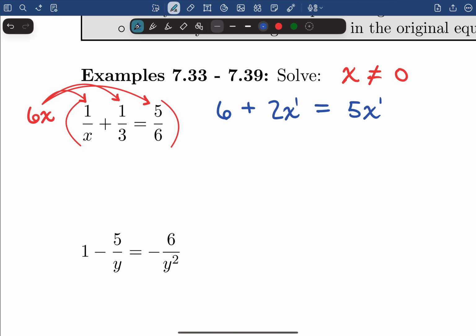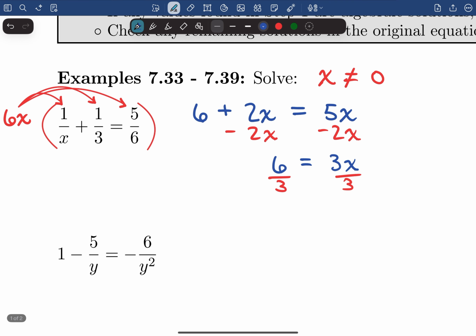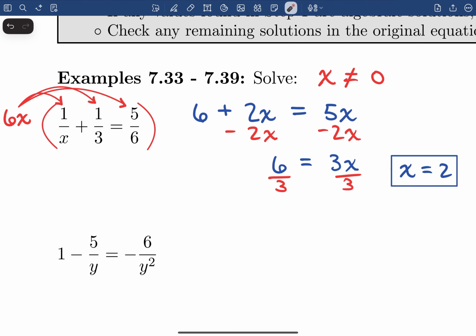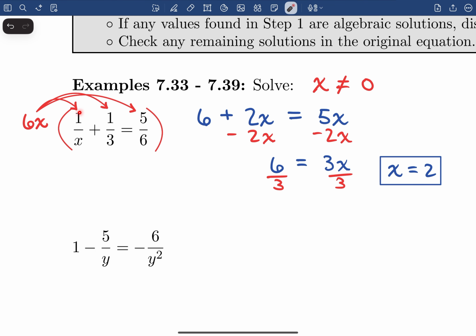Okay, so you have learned strategies for solving linear equations in the recent past. So thinking about this, to solve for x, you would subtract 2x from left to right. And so writing the resulting simplified equation, that would be 6 equals 5x minus 2x, which is 3x. And then we would divide by 3. And so now we have found that x equals 2 is the solution to this equation. Great. So we just solved this rational equation.